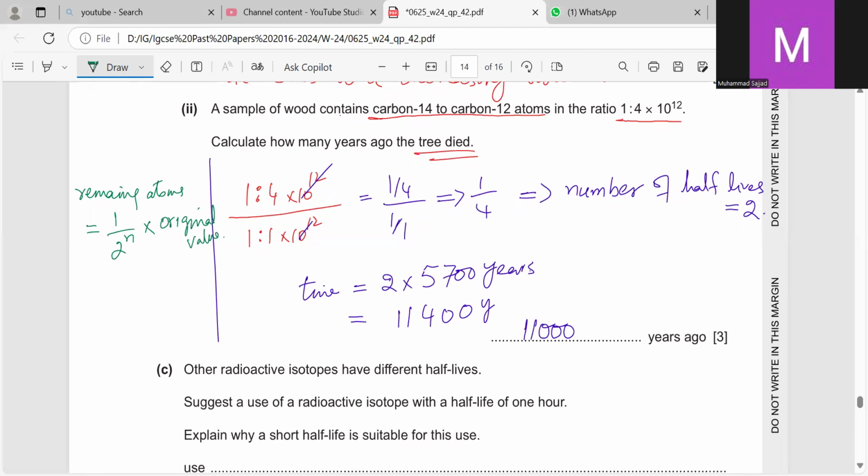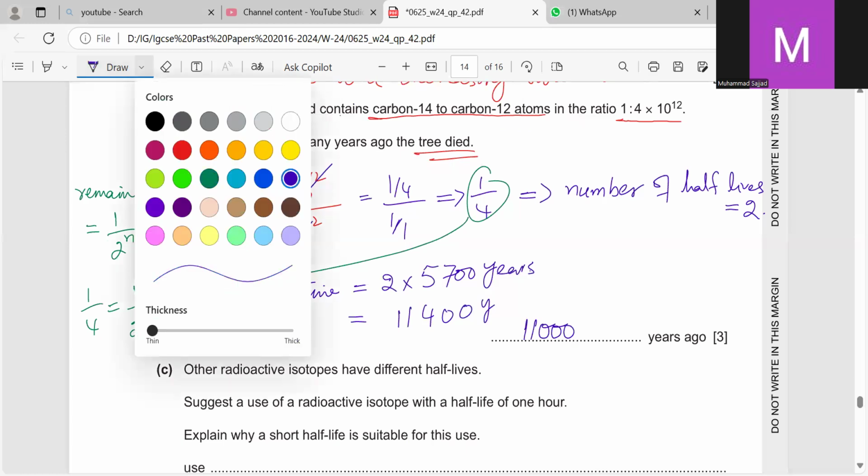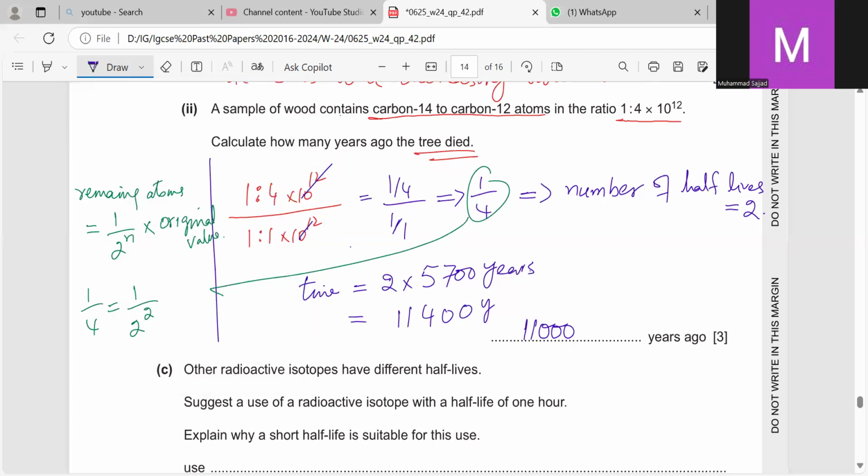value. So 1/2 raised to power n. Here, what do we have? We have 1/4. So we can convert it in powers of 2. So we can write it 1 over 2 raised to power 2. So if I'm comparing now to get the number of half-lives, n is the number of half-lives. Here, what is n in this equation? Number of half-lives. If I'm just comparing this with this, 1 over 2, 1 over 2, n, 2. So this implies that number of half-lives n is equal to 2.